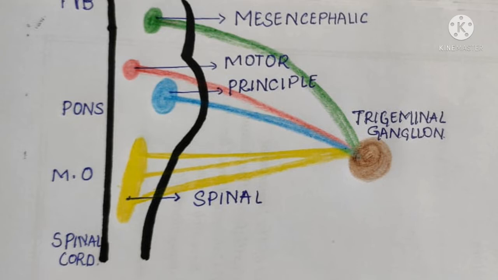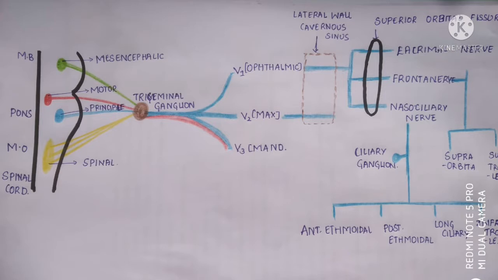All these nuclei combine to form the trigeminal ganglion. The main nerve trunk of the trigeminal nerve is situated at the pons and it enters the middle cranial fossa. Trigeminal ganglion is located at the middle cranial fossa. There is a concavity in the temporal bone called the trigeminal cave where the trigeminal ganglion is present.